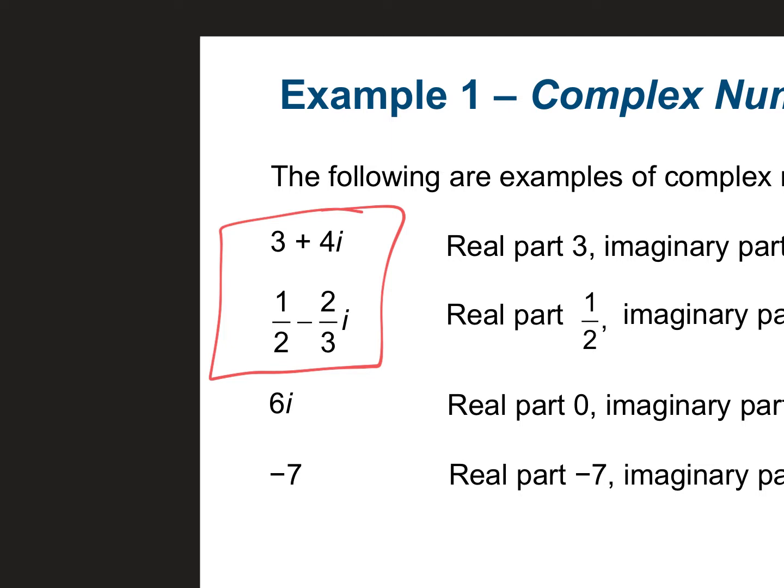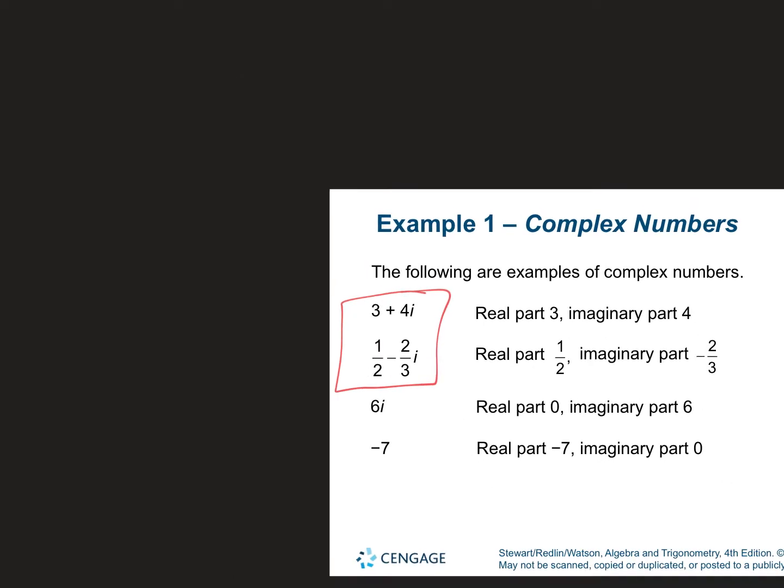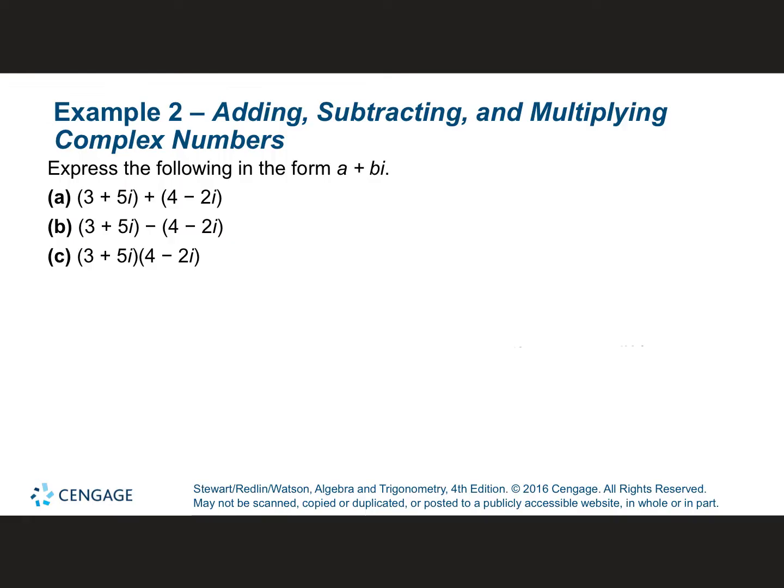Do you see how in this third example it says 6i? There isn't a real part, so you would just say it was 0 if you were asked. In the last example, negative 7, there's no imaginary part. There's nothing there with an i, so you would just say that would be 0. All right, so just pay attention to that.